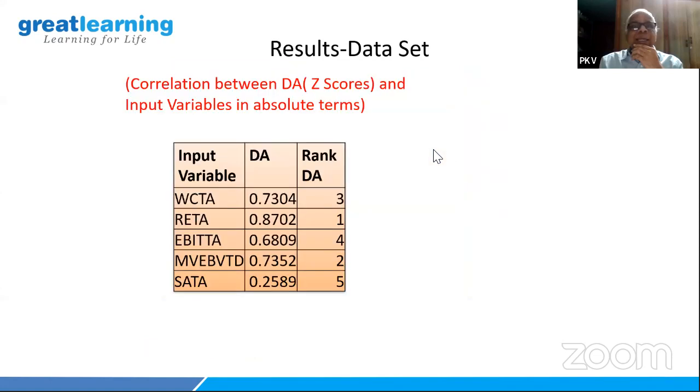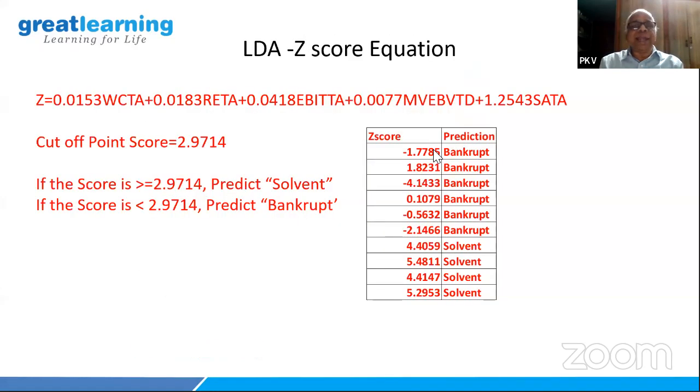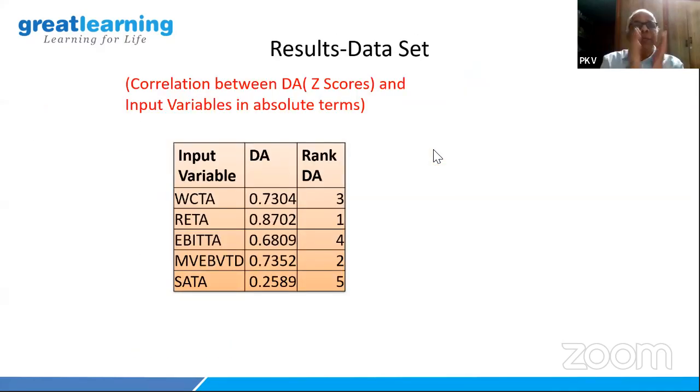Then comes the question: which variables are important? As I told you earlier, we cannot go by the weight of the discriminant score. They are not as meaningful as the correlation. If you see the weights, I can draw any conclusion, but I look at the correlation. The discriminant score versus the input variable, how much are they correlated? If you see here that SATA, which has a higher weight in the equation, is the lowest here, 5th rank. The most important one is the retained earnings. The next one is the WCTA, working capital to total assets. Then the EBITDA, earnings before, is 4th. And if you see the rank, RETA is number 1.